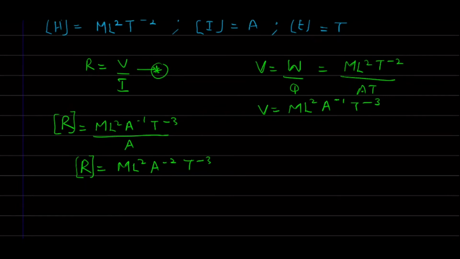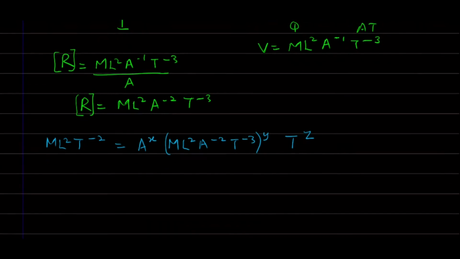Now that I've gotten the dimension of resistance, we can return it into equation 1. In place of this H, we are going to write ML²T⁻². We can ignore the k since it is a constant for now. Then current, its own dimension is A, then we have X. Resistance, we have ML²A⁻²T⁻³ raised to power y. Then time's dimension is capital T raised to power z.